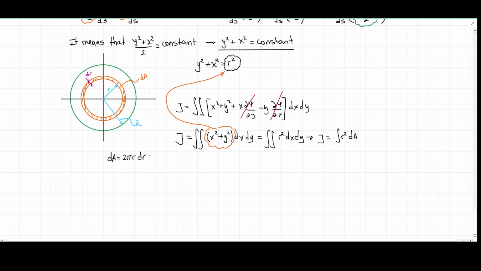Then I can substitute that in here and say that J equals the integral of r squared times 2 pi r dr. Then, operating this in more steps, 2 pi times the integral of r cubed, sorry, dr. If I perform the final integration, J is 2 pi times r to the power of 4 divided by 4, which, simplifying again, is pi r to the power of 4 divided by 2.